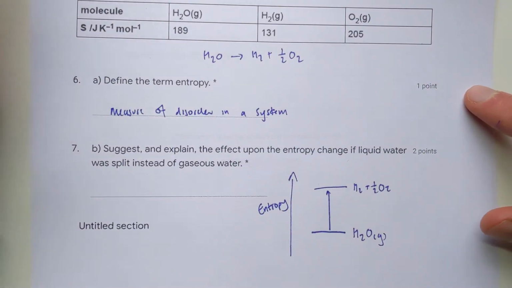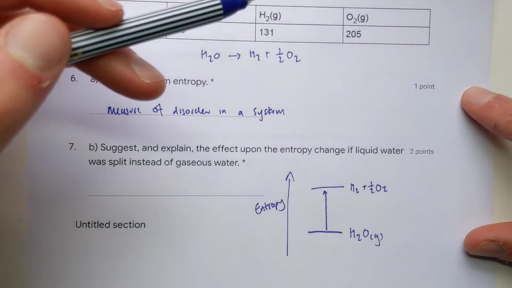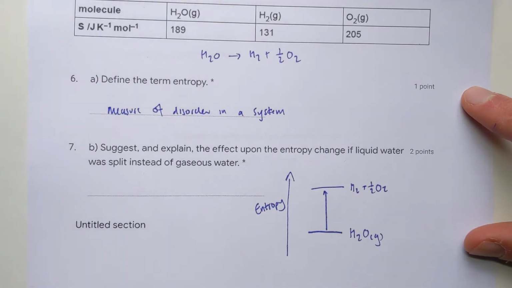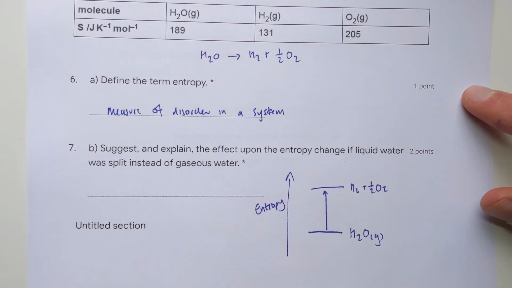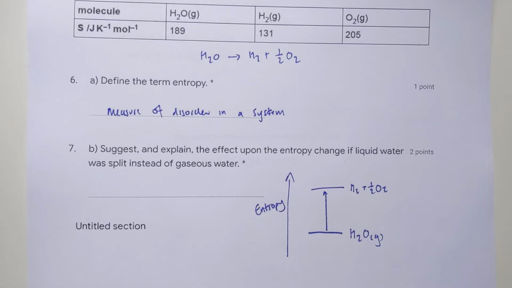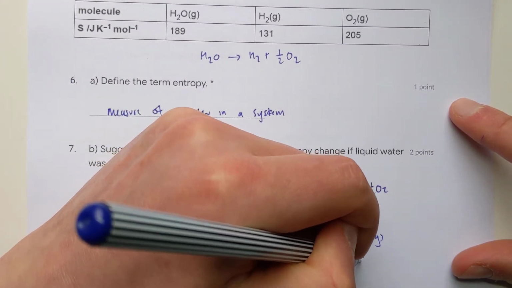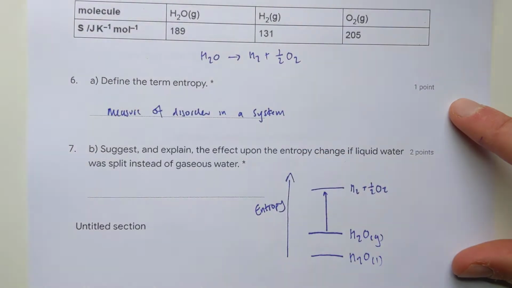The question says, if instead of using steam, gaseous water, for this change, I use liquid water instead, what effect would that have on the actual entropy change value without having to use any numbers? If you think about it from what we had in the notes, the entropy of a liquid is always going to be lower than the entropy of a gas, because the liquid particles are closer together and can't move as much, so there's less disorder than there is in the gas. So on the scale, I would put H2O liquid a little bit lower.